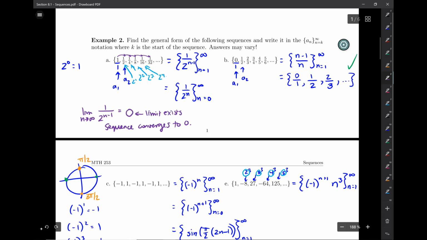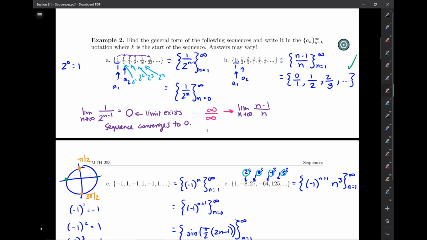Okay, looking at B, again, we're going to take the limit as n goes to infinity of the rule, the expression that we use to create the terms of the sequence. So n minus 1 over n. Again, we're not plugging in infinity here, but if we think about increasing numbers for n, we essentially have an increasing without bound number in the numerator, and the same in the denominator. So we'll essentially have the indeterminate form of infinity over infinity.